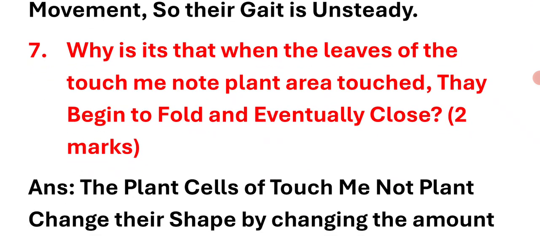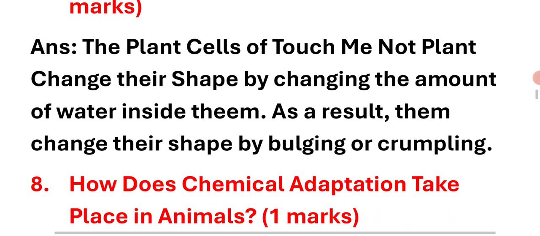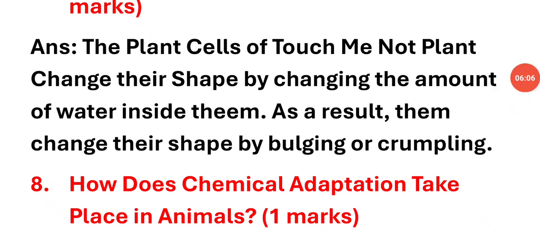Question number 7, 2 marks question. Why is it that when the leaves of the touch-me-not plant are touched, they begin to fold and eventually close? Right answer: the plant cells of the touch-me-not plant change their shape by changing the amount of water inside them. As a result, they change their shape by drooping or crumbling.